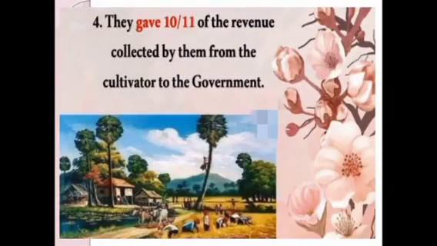The fourth feature is they gave 10 by 11 of the revenue collected by them from the cultivator to the government. So, only 1/11 will be given to the cultivators, that is the farmers.